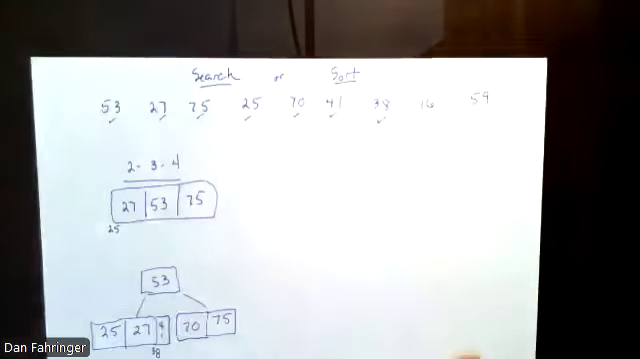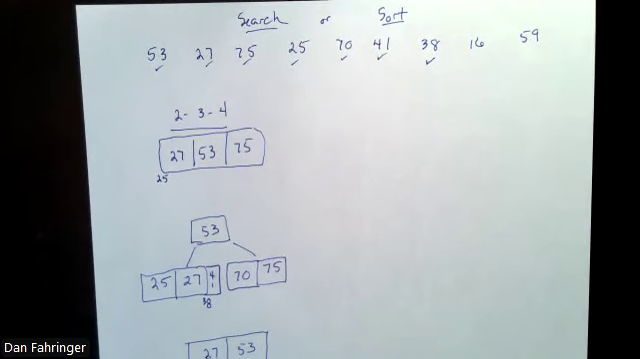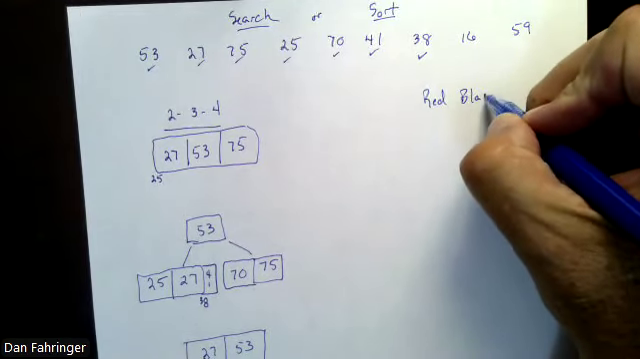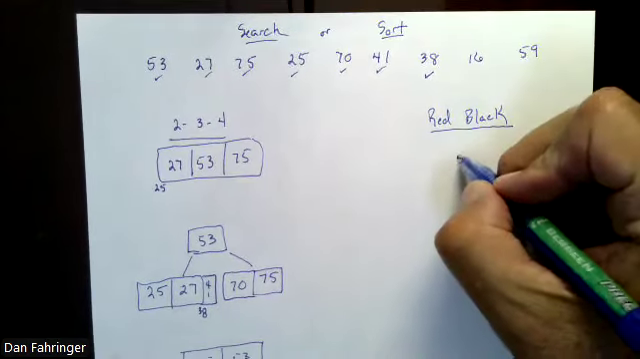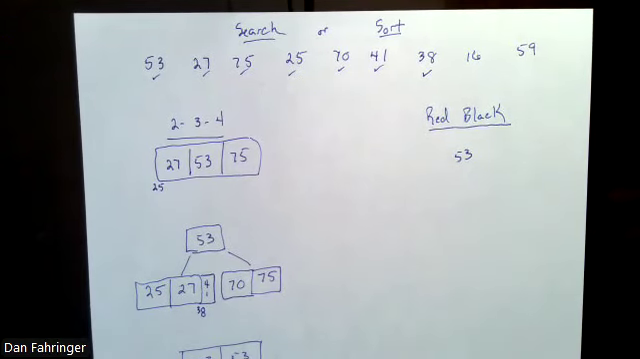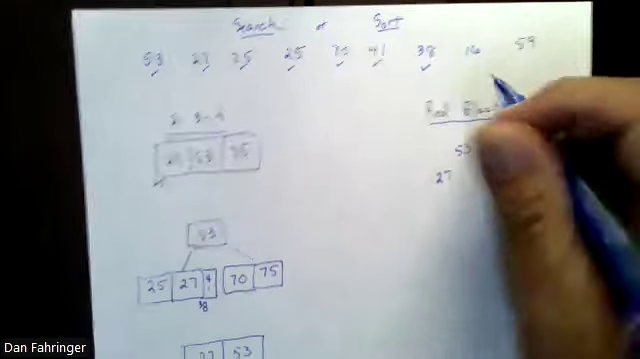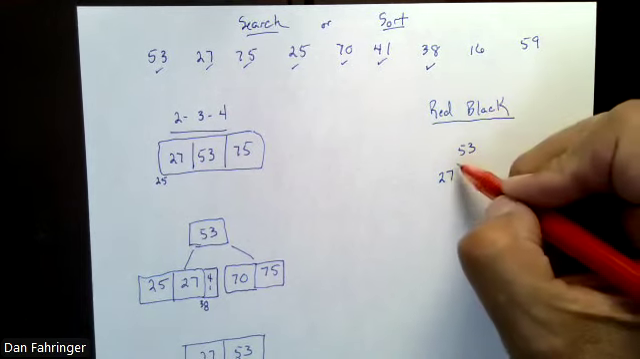I'm going to go back to that original list we had, and I actually have it here. Hopefully this will help us a little bit to build one. We're going to build one. So that was the 2, 3, 4. Now we're going to start looking at the red, black, see how things go. First number is 53. Second number is 27. So as I added this number, they were in fact connected by a red.